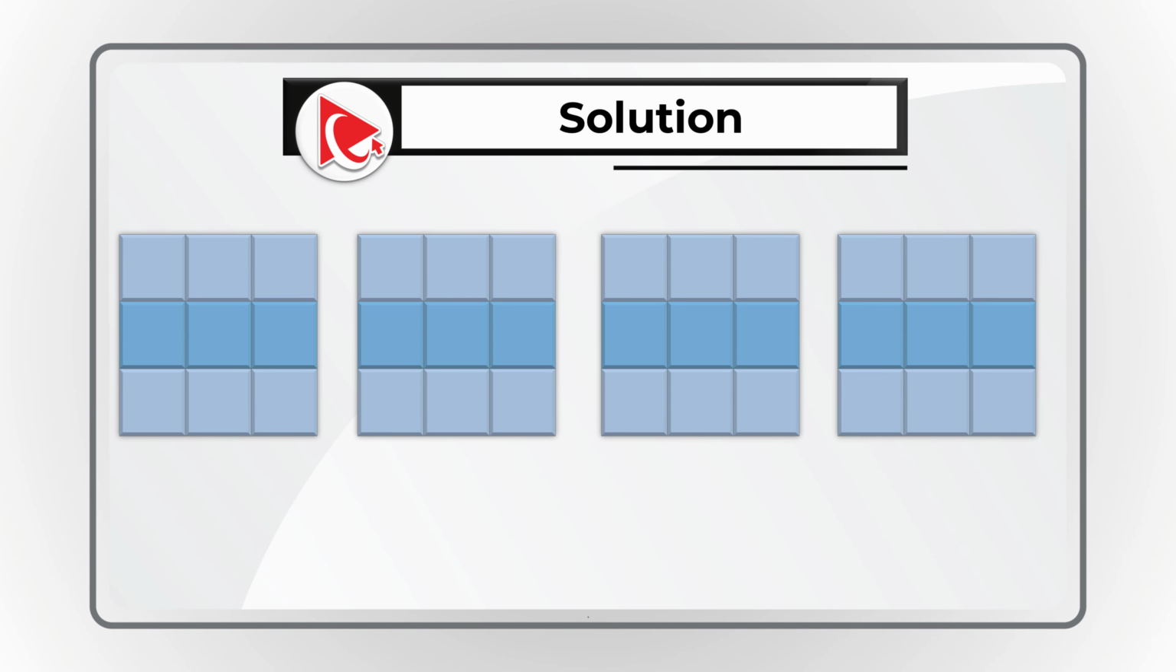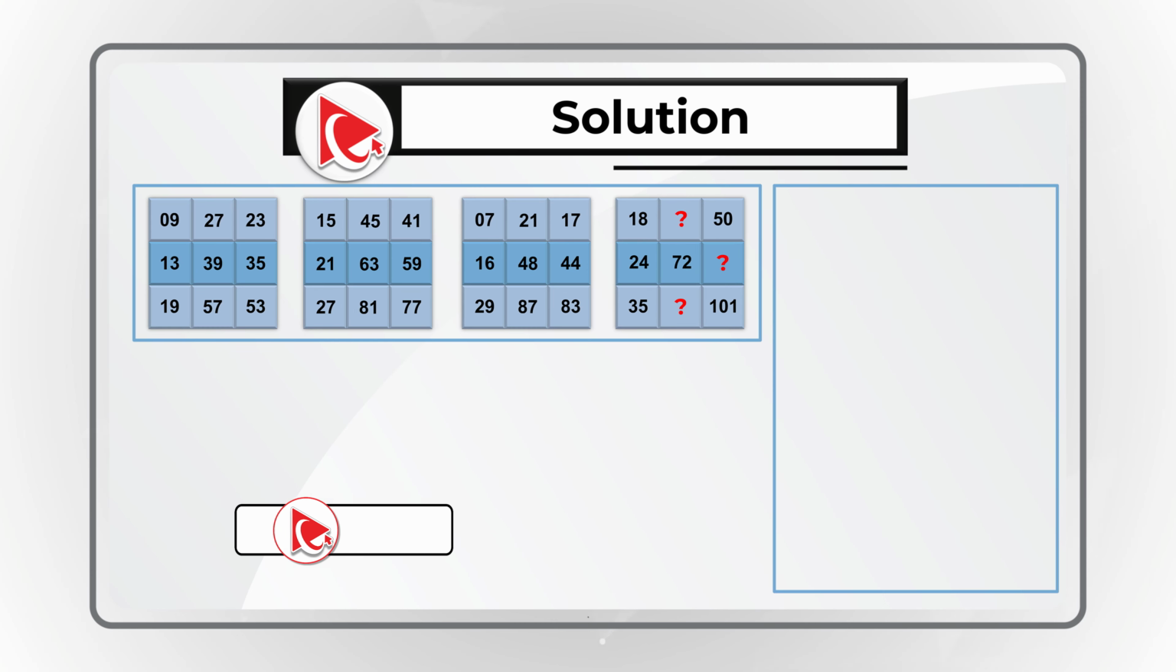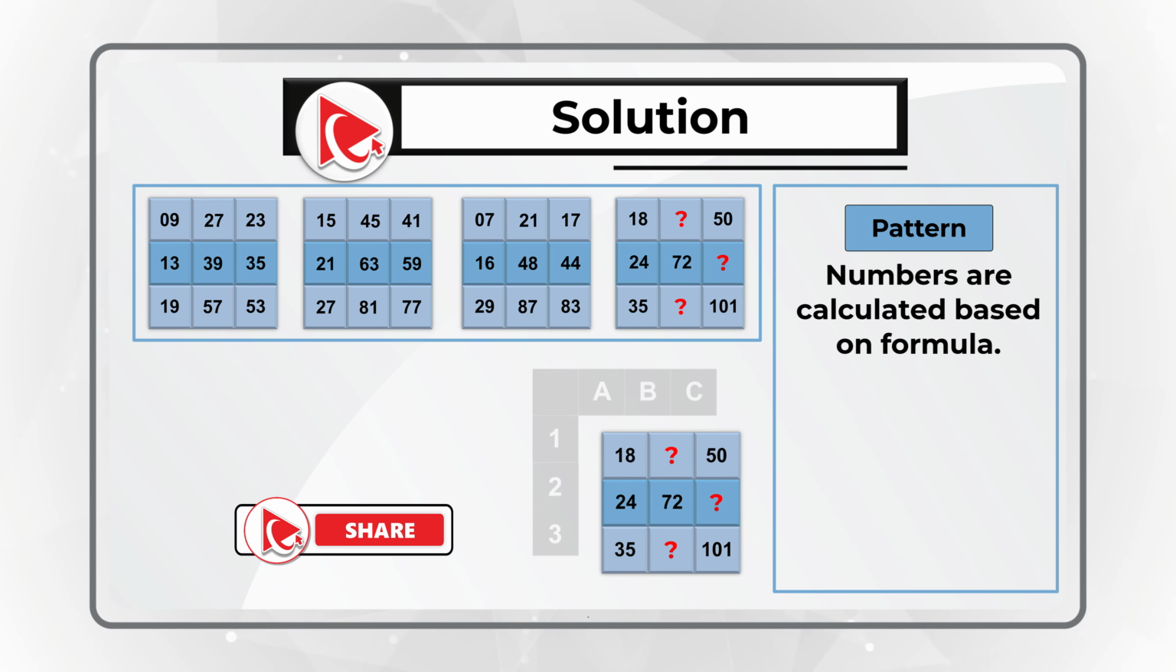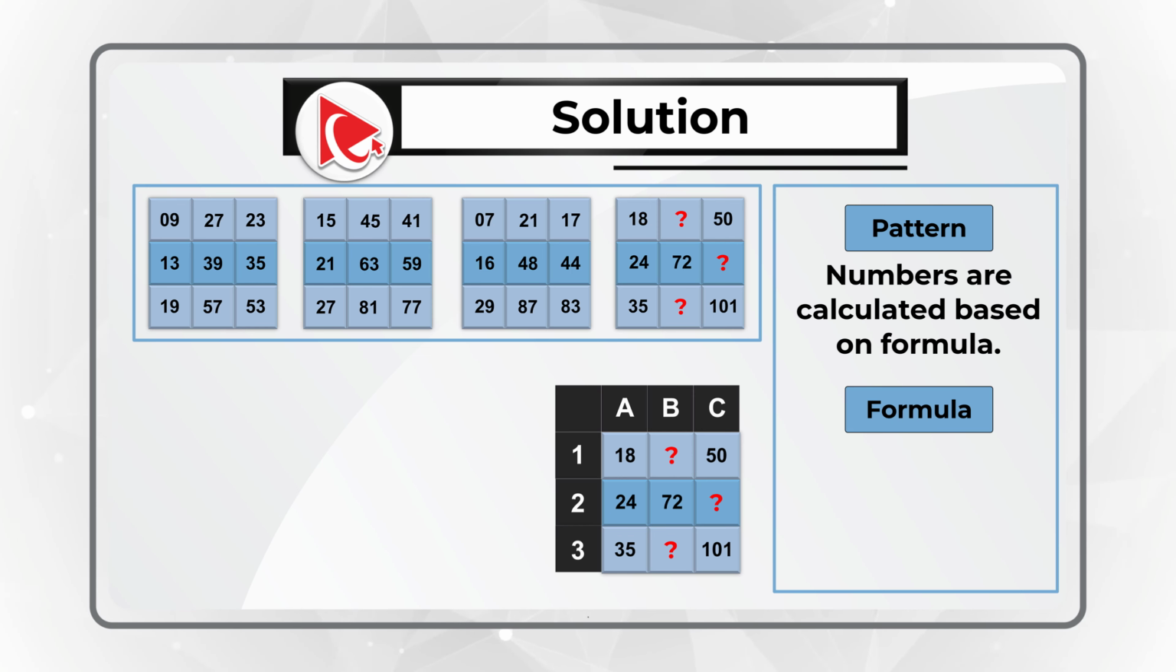I think it's very obvious, and you probably recognize the pattern that's happening here. Numbers are calculated based on the formula. If we break down the matrix into columns A, B, and C, and then add numbers to the rows 1, 2, and 3, the formula can be summarized as B1 is calculated as A1 multiplied by 3, and C1 is calculated as B1 minus 4.